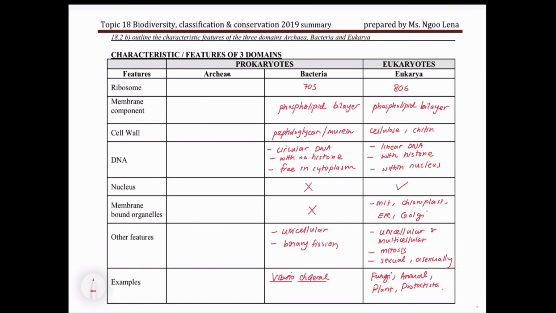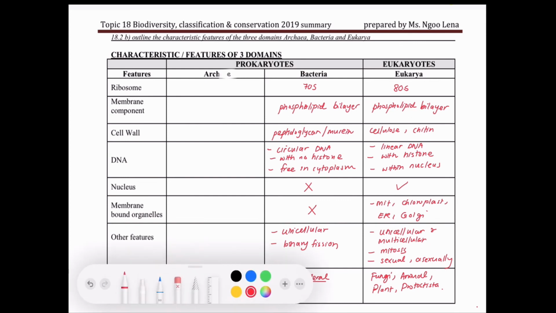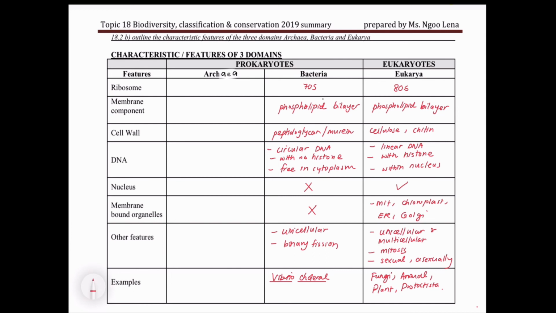So let's look at how Archaea is actually different. Archaea is spelled A-R-C-H-A-E-A. Okay, ribosome. You can take it as 70S, or some will mention that it's even smaller. Membrane component, actually they are made up of a different composition, so we are not expected to know that. We just need to know that it is not phospholipid.